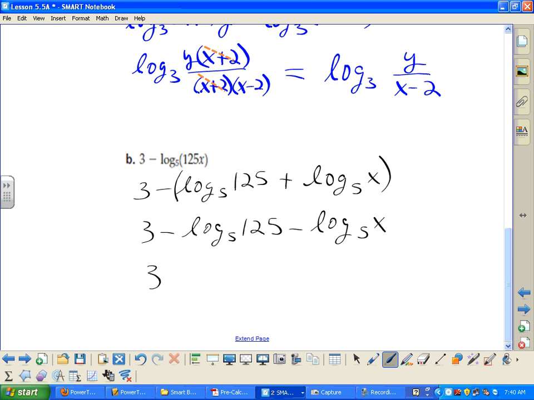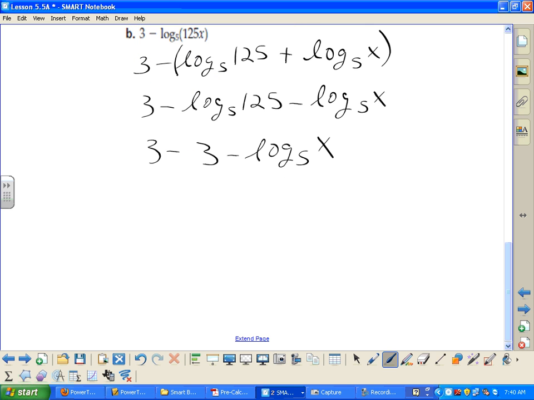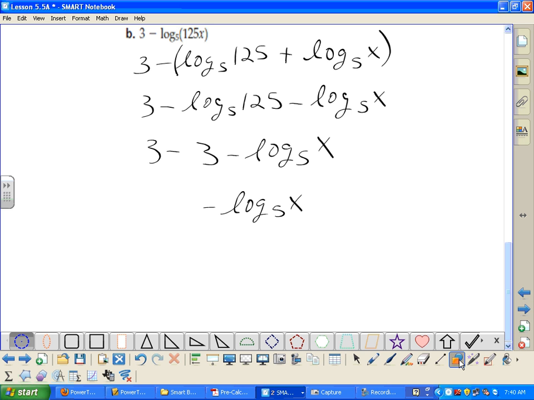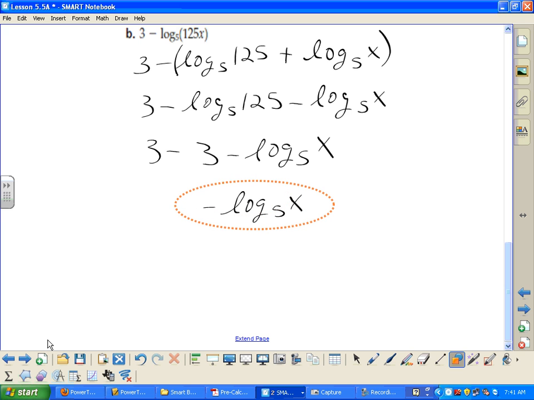And so we have 3 minus, and the log base 5 of 125. Well, 125 is 5 to the third power, so that's just equal to 3. So my final answer here is just going to be negative log base 5 of x. And so there is some of the demonstrations of lesson 5.5a, example 3 and example 5.